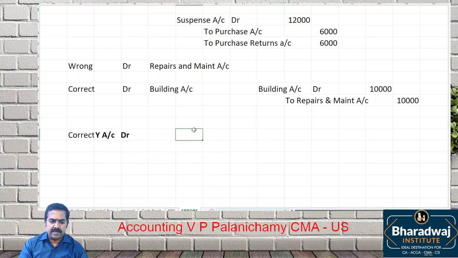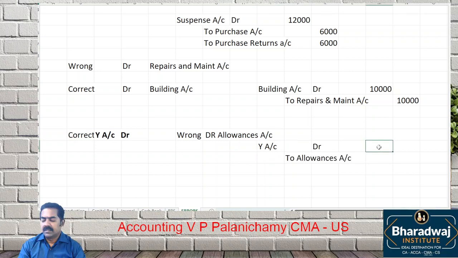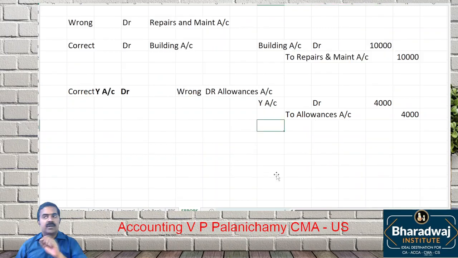But what wrong treatment have we done? The wrong treatment is we debited to which account? Allowances account. How to rectify this? What has to be debited? Y account debit to which account? Allowances account. How much? 4,000. Y account debit to allowances account. You understand? Y account should be debited, debit now. Wrongly debited to allowances account, credit by removing. If it was after final accounts, Y account debit to P&L adjustment account.